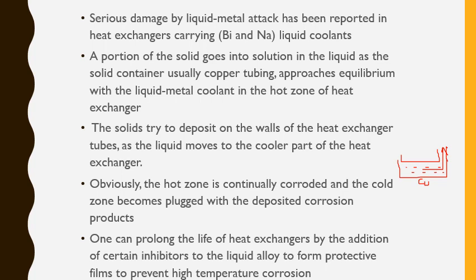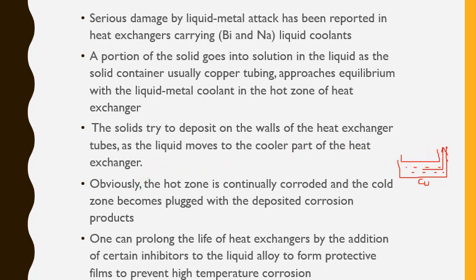So a portion of the solid goes into the solution. Here the copper solid goes into the bismuth and molten sodium. As the solid container, usually copper tubing, approaches equilibrium, there is equilibrium between dissolved copper and undissolved copper with a liquid metal coolant in the hot zone of the heat exchanger. The solid tries to deposit on the wall of the heat exchanger tubes as the liquid moves to the cooler part of the heat exchanger.